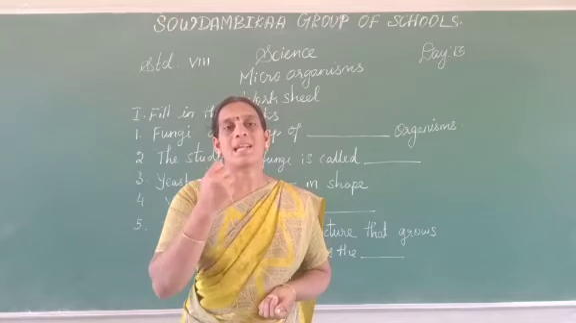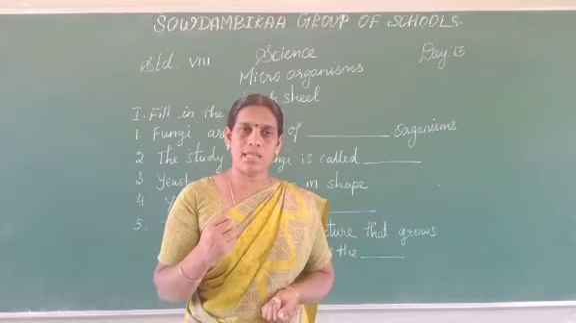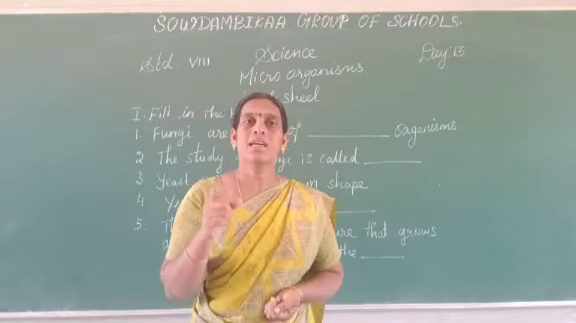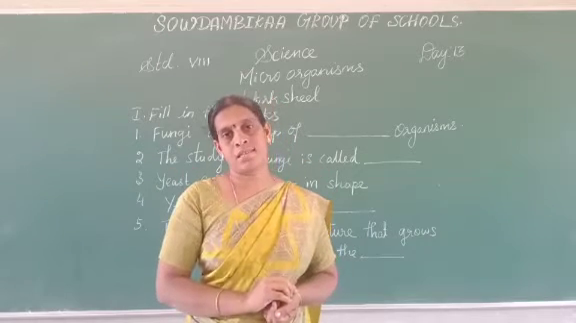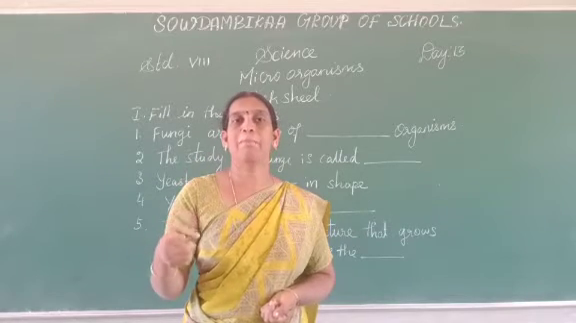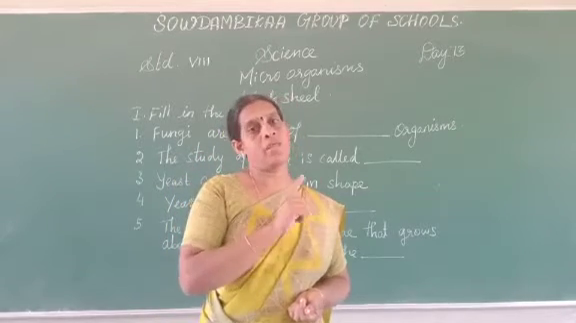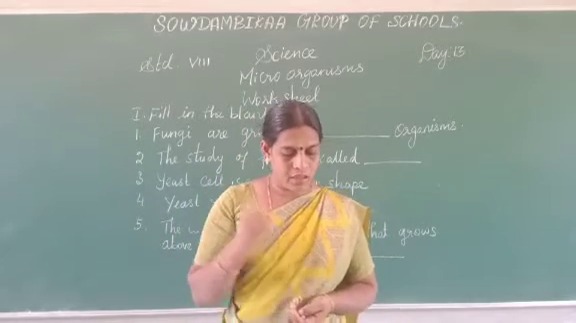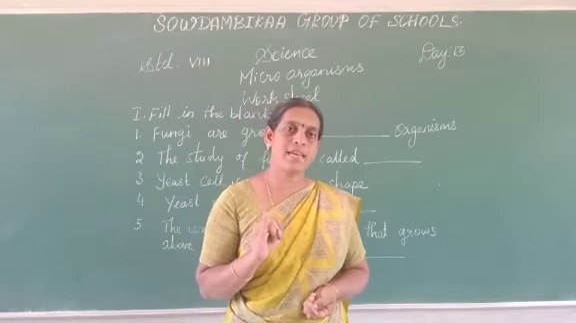Next one is parasitic. What is meant by parasitic? Parasitic fungi need food, isn't it? They depend upon another living organism for food. Saprophytic fungi extract food material from dead plants and animals, but parasitic fungi depend upon another living organism for food. The example for parasitic fungi is Puccinia.